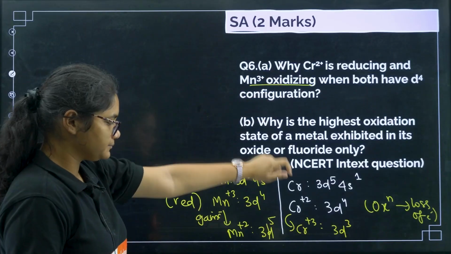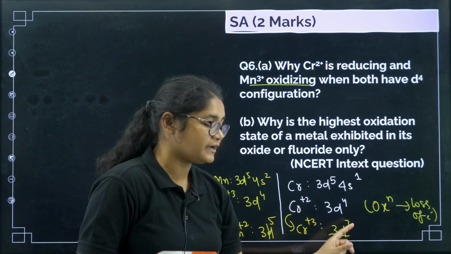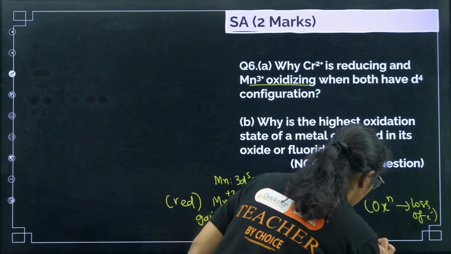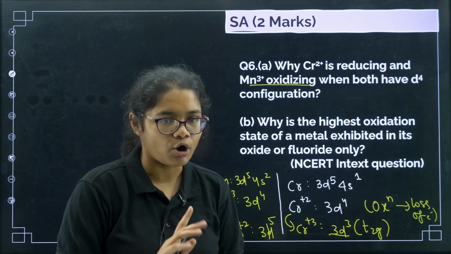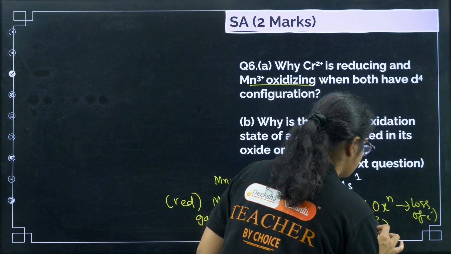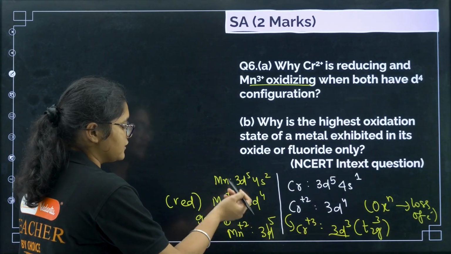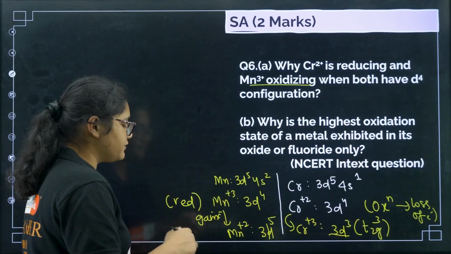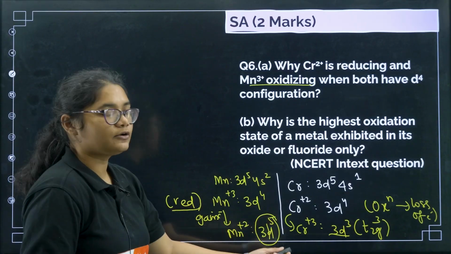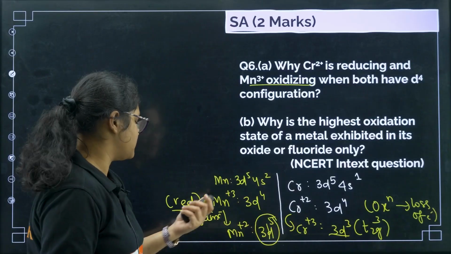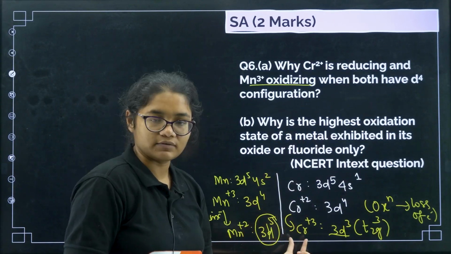So here you see, when Cr2+ gets converted to Cr3+, it gives 3d3 configuration, which is a stable configuration of t2g. What is t2g, you will understand in the coordination chapter. It is a half-filled configuration. Similarly, if manganese is oxidizing others and itself it is getting reduced, it will get half-filled configuration, right? So that is why Cr2+ is a reducing agent, itself it wants to get oxidized.